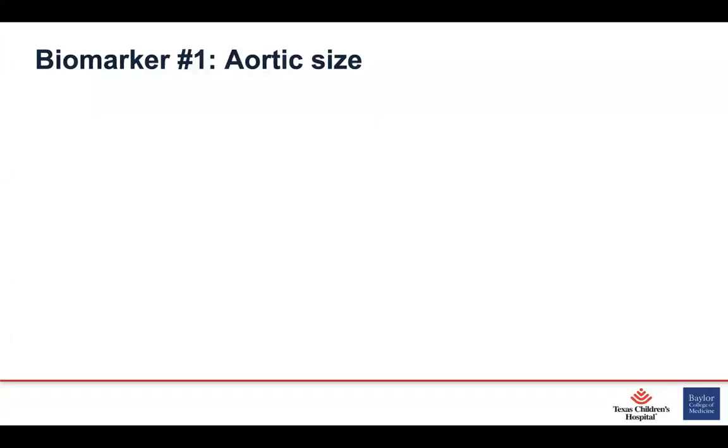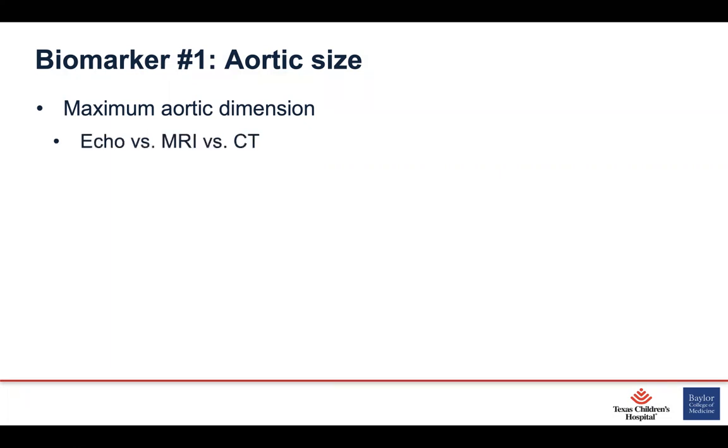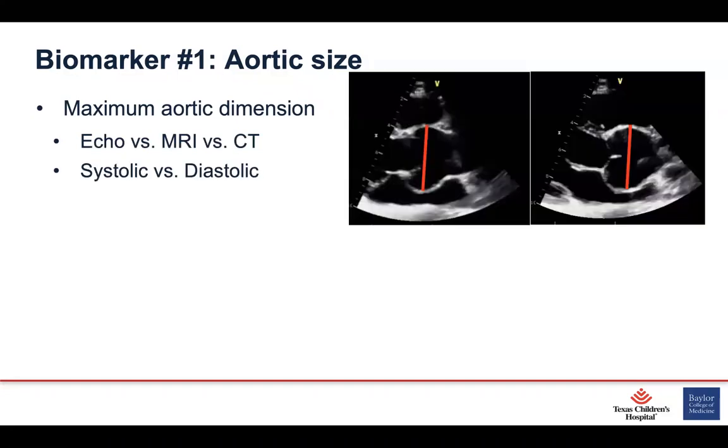The first one some people wouldn't call a biomarker, but it is information derived from imaging. And we'll talk about aortic size. Now, of course, the most simple version of this is the maximum aortic dimension. It's what's most commonly used to decide about aortic surgery. Now, the problem with this is, are you getting this image from an echo or MRI or CT? And how are we measuring it? Are we measuring it in systole, in diastole? Are we measuring it leading edge to leading edge, inner edge to inner edge? Which one do we do?